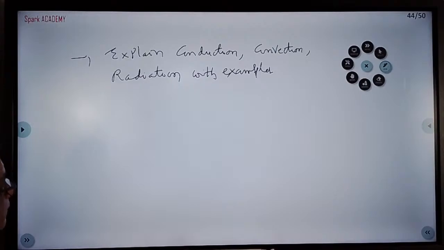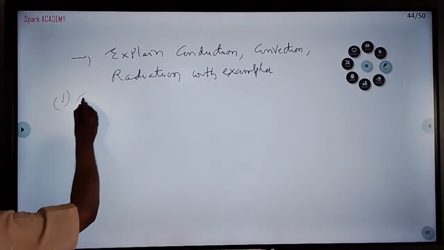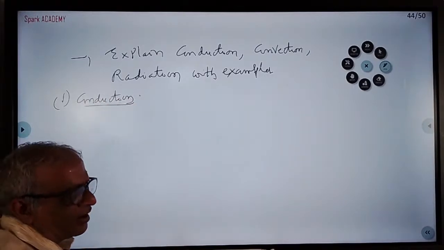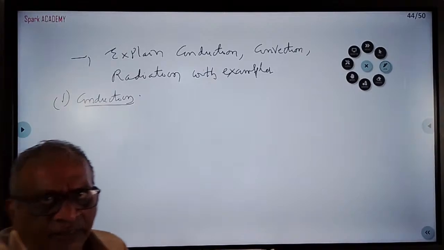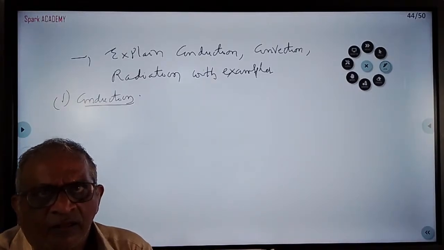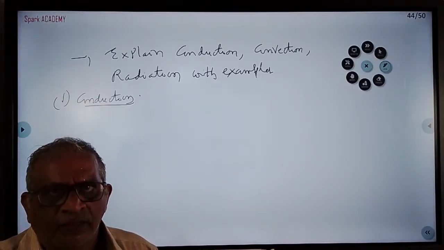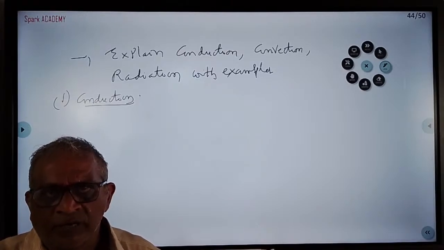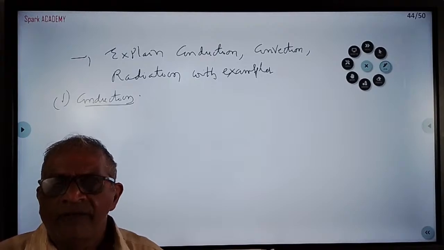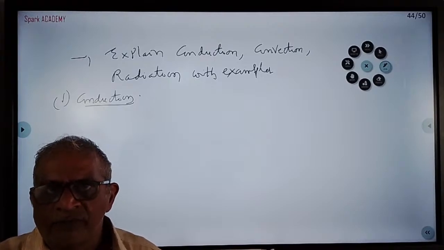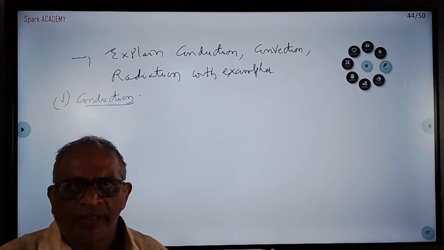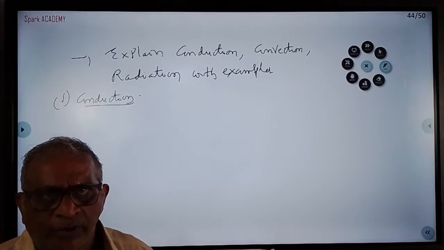Conduction. This is regarding heat transfer. First, I am telling about conduction. What is conduction? An iron rod gets heated. An iron rod is a conductor. If one end of the rod is heated, and you touch the other end, even though it is not that hot, heat will be transmitted from one end of the iron rod to the other end. Iron rod or silver rod or aluminum rod, you can take.